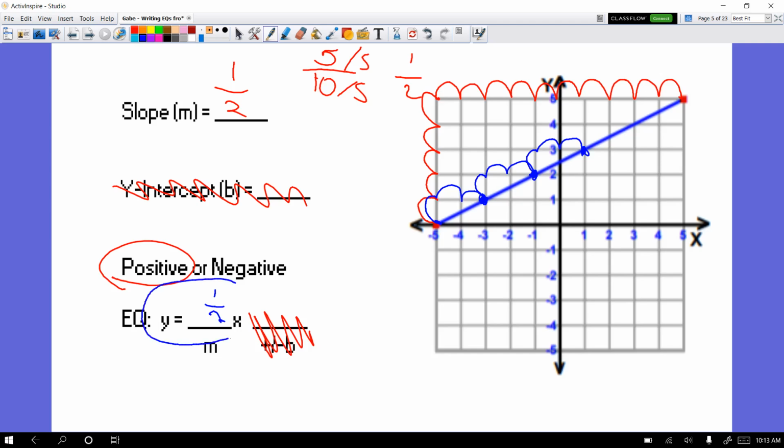So we would have at least y equals 1/2 x. And the way that this is being done right here on this particular problem is going to be very beneficial for what we're doing today.